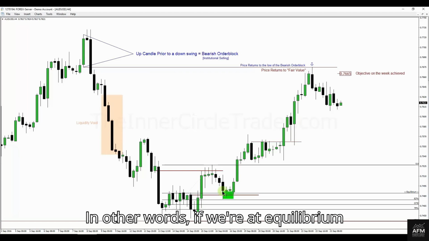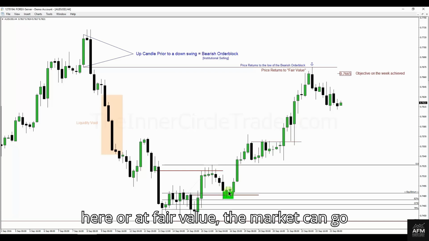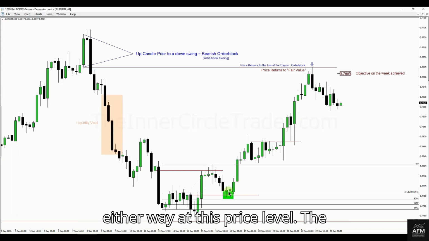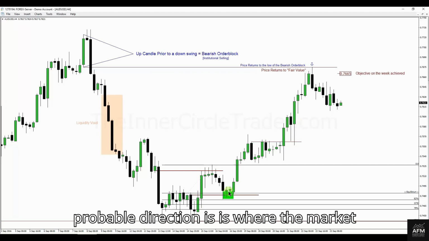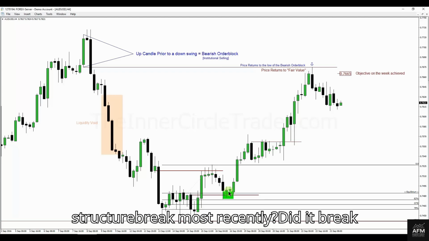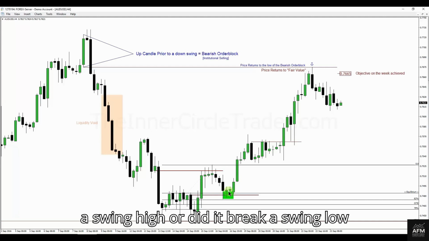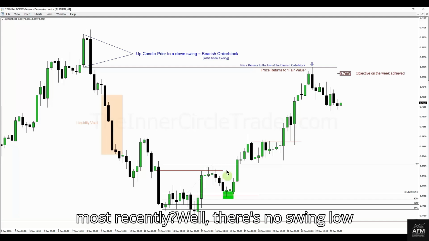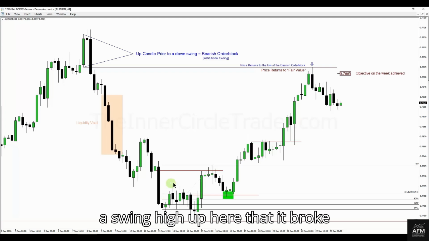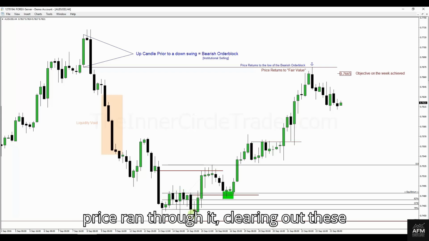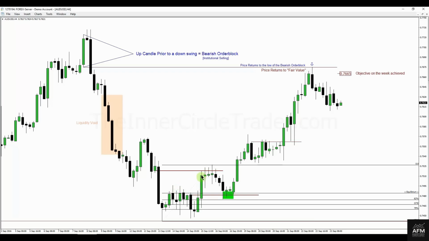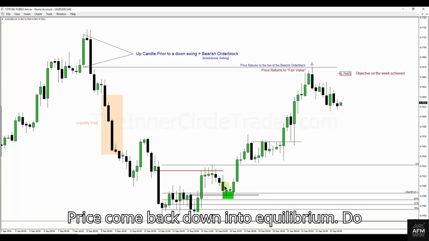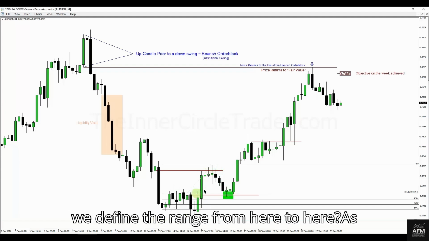In other words, if we're at equilibrium here or at fair value, the market can go either way at this price level. The easiest way to determine its most probable direction is: where did market structure break most recently? Did it break a swing high or did it break a swing low most recently? Well, there's no swing low in here of any significance, but there is a swing high up here that it broke through. So when we made this low, price ran through it, clearing out these highs right on this up candle. Price came back down into equilibrium. Do we define the range from here to here?